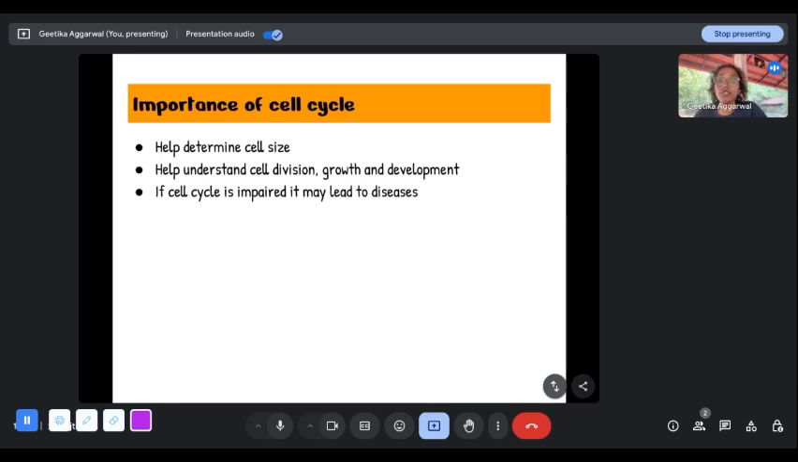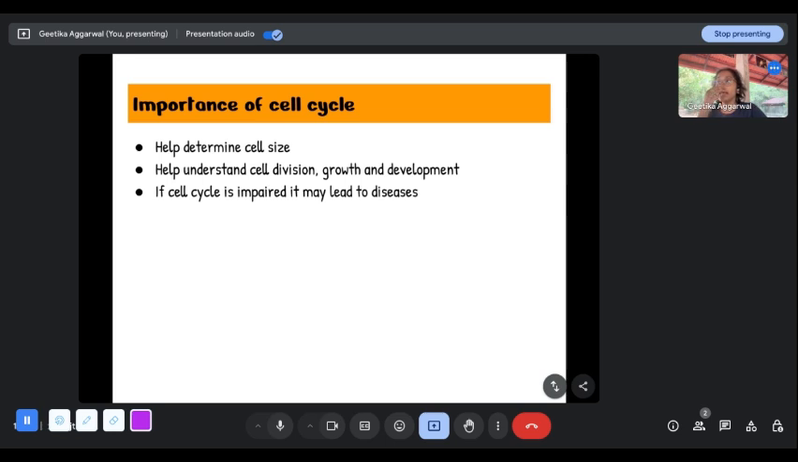Now, coming to the importance of the cell cycle. Now that we've discussed the entire cell cycle, the regulation of the cell cycle, mitosis, meiosis, why is the cell cycle important? It can help you determine the size of the cell, depending on which stage of the cell cycle you are at. It can help you understand cell division and how cells grow and develop. And if the cell cycle is impaired, it may lead to a lot of diseases.